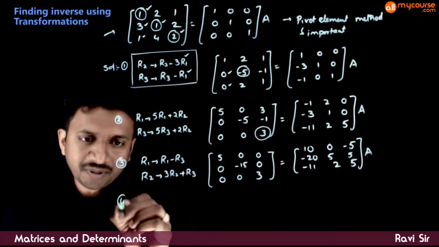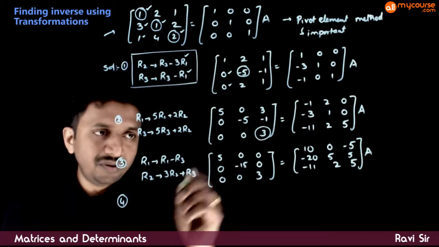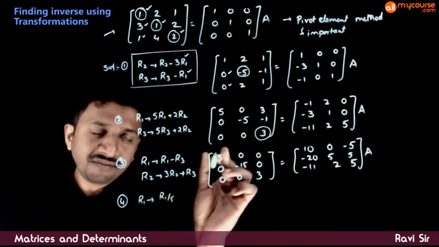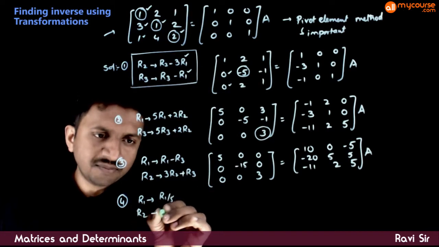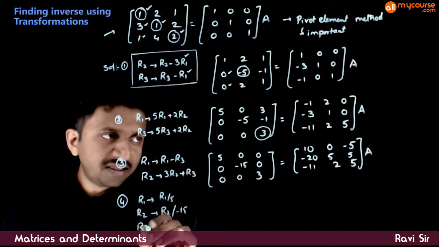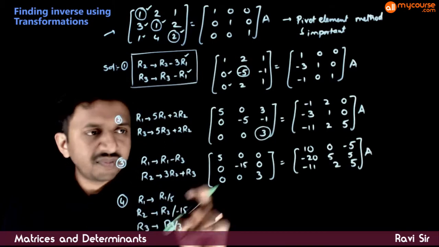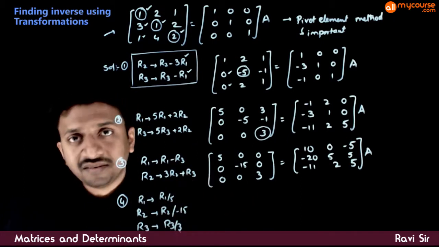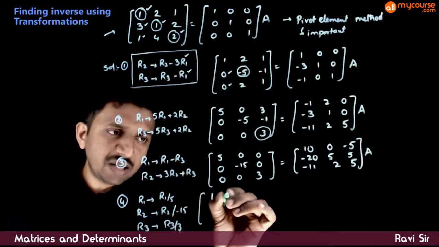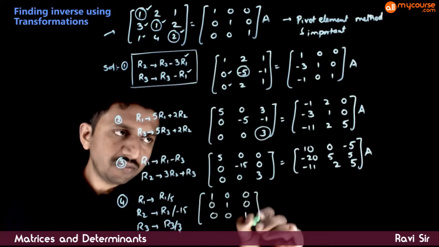Now the final step, you have to make this into an identity matrix. So what you do is R1 becomes R1 by 5, R2 becomes R2 by minus 15, R3 becomes R3 by 3. So if I do these transformations, this becomes 1, 0, 0, 0, 1, 0, 0, 0, 1.